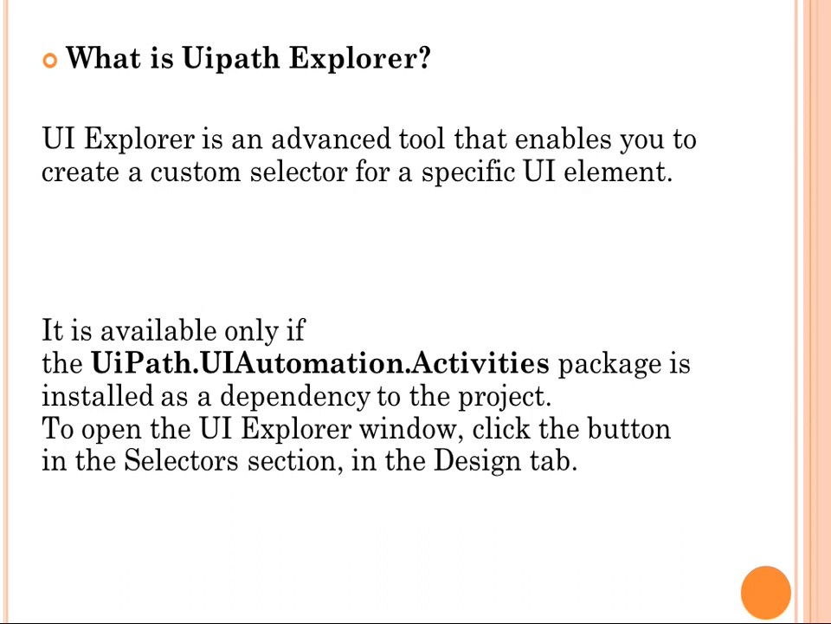By using UiPath Explorer you can create dynamic selectors, and in dynamic selectors you can capture the existing static selectors and, by using star or question mark, I mean these are the wildcard characters, we can create the dynamic selectors. Okay, so this is all about UiPath Explorer.